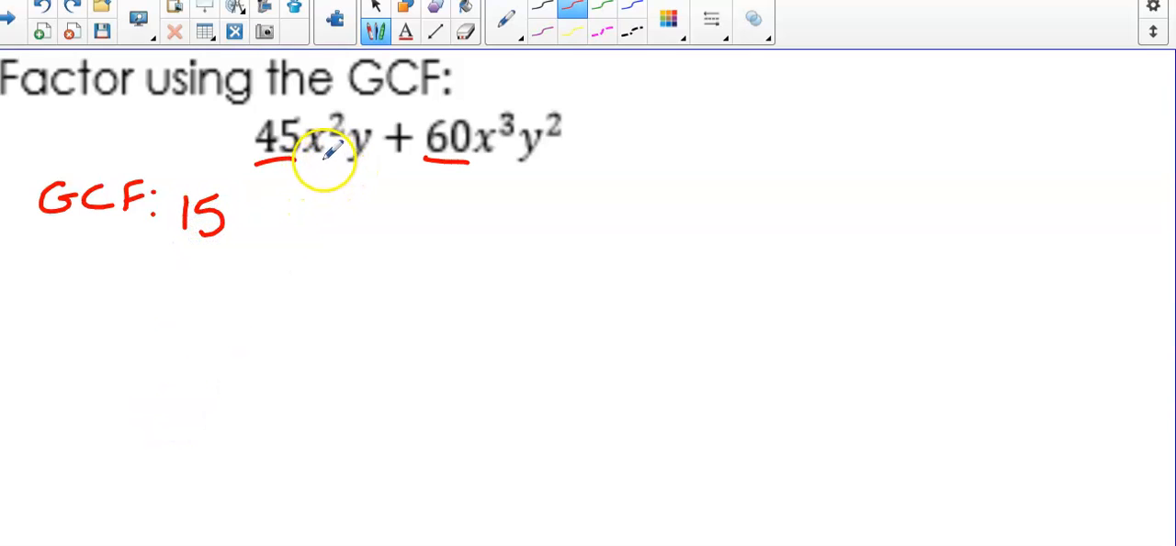Now I look at my x's. So I have x squared and x to the third. The smallest of those is x squared, so that's as much as I can factor out. Then I look at my y's. I have y and y squared. The smallest of those is y, so I can factor out a y. So my greatest common factor is 15x squared y. So I'm going to bring that out front.